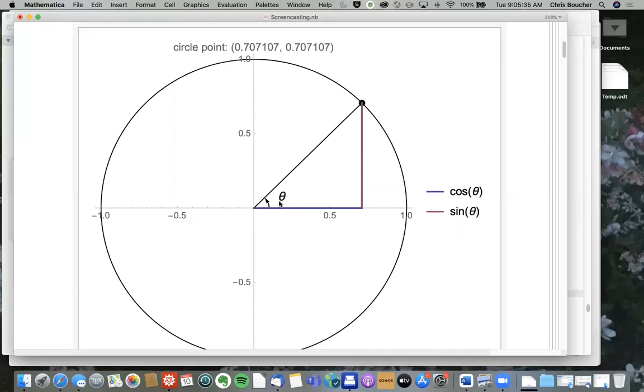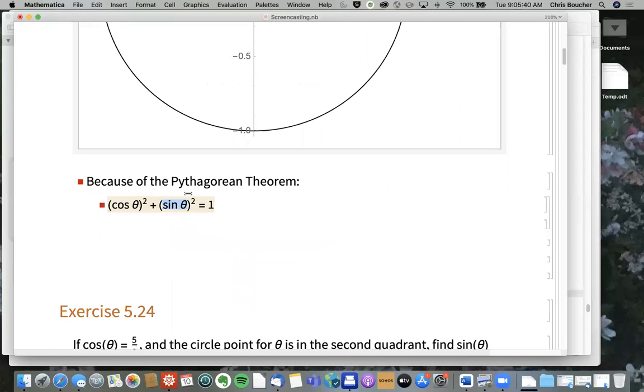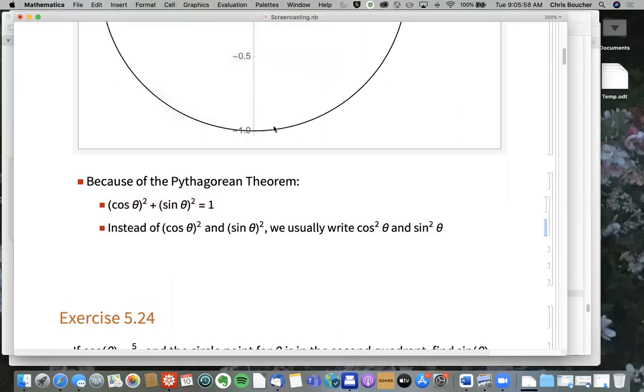It's the distance from the center to the edge of the circle. And for the unit circle, that's just 1, and 1 squared is 1. And so I get this important equation relating sine and cosine. And this is true for any angle theta, right? Cosine squared plus sine squared is always 1, which means if you know one, then you automatically know the other, because you can just use this equation to figure out the other one.